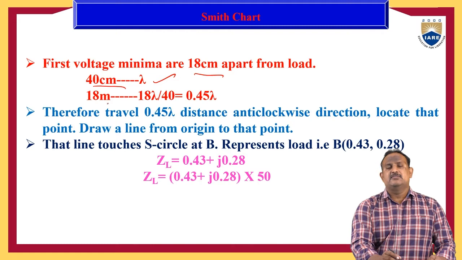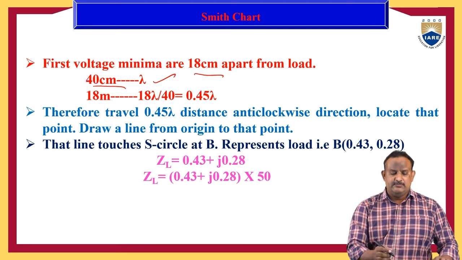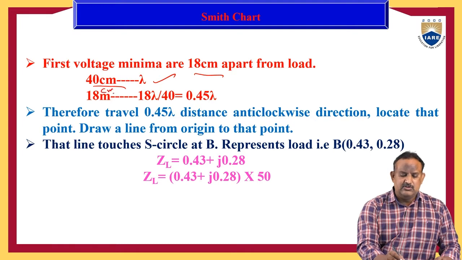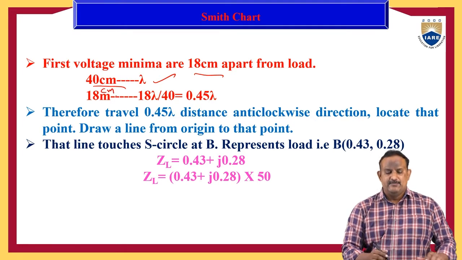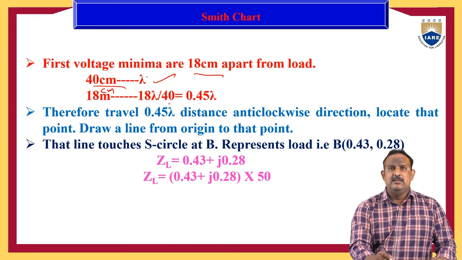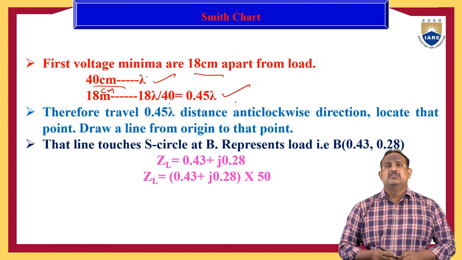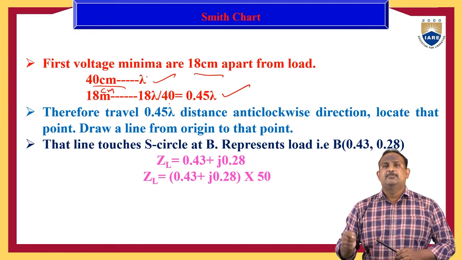For 18 centimeters, what is the value in terms of lambda? We need to find the value of lambda for 18 centimeters. Therefore, for 18 centimeters, the value is 18 into lambda by 40, which is 0.45 lambda. So here, travel a 0.45 lambda distance in the anti-clockwise direction. Locate that point and draw a line from the origin to that point.